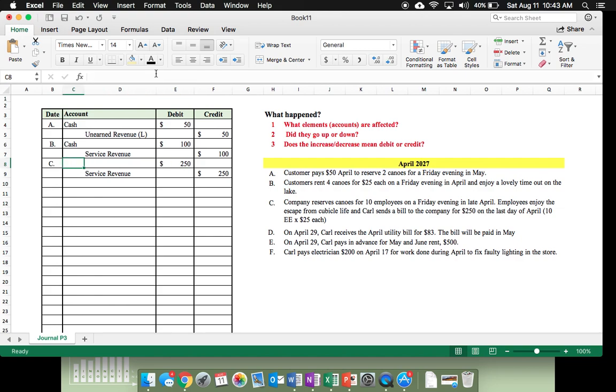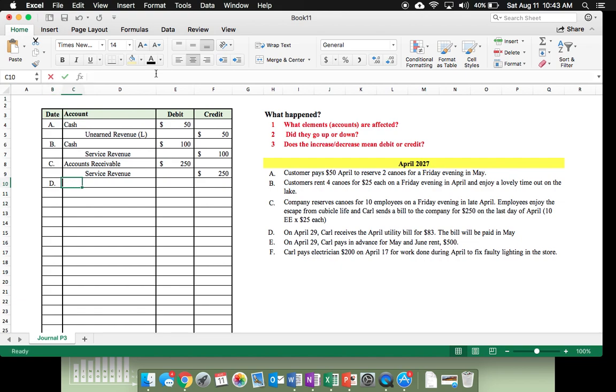Did his cash go up? No, it didn't. Carl sent a bill. He has not received any cash. He has customers who owe him money. And anytime we have customers who owe a company money, we have what is called accounts receivable. Accounts receivable is an asset, and to show increases in assets, we debit, right? So, A, B, and C.